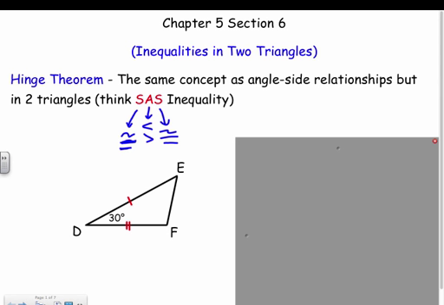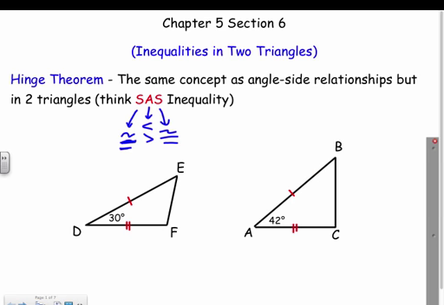So if I look at triangle DEF here, I can compare it to triangle ABC. Because if you look closely at the angles that I'm going to compare, I'm comparing 30 to 42. And if you notice, the sides that make that angle are congruent, because I have DE congruent to AB. I'm just going to write that here. DE is congruent to AB. And then I have DF congruent to AC. So that allows me to make an inequality concerning my angles with the sides opposite.